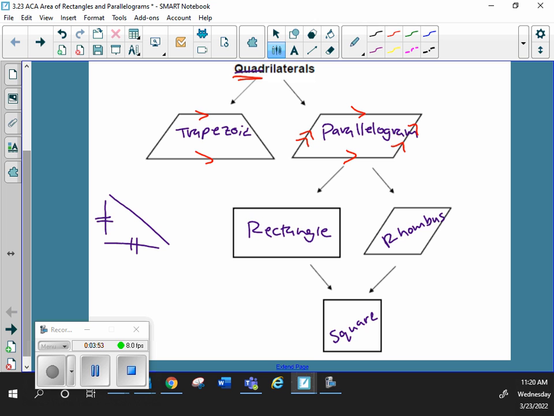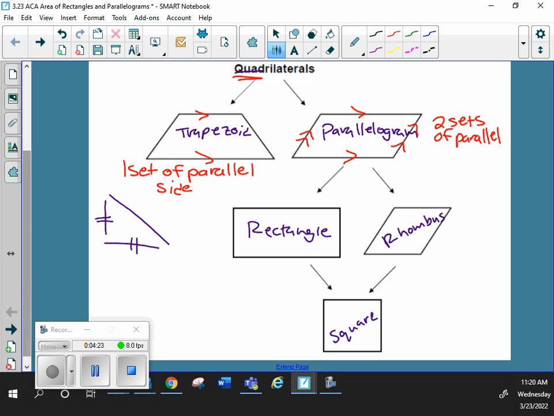Okay, now, again, a trapezoid only has 1 set of parallel sides. Maybe you write that so we know: 1 set of parallel sides. And then a parallelogram, everything's parallel. It has 2 sets of parallel sides. Okay, parallel means that they never intersect. If you extended those lines forever and ever, never will they cross.